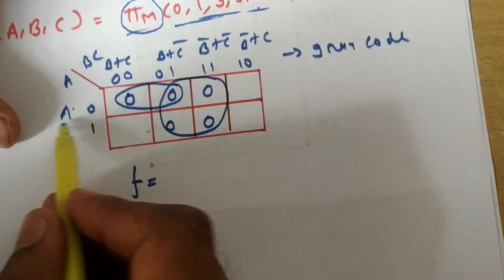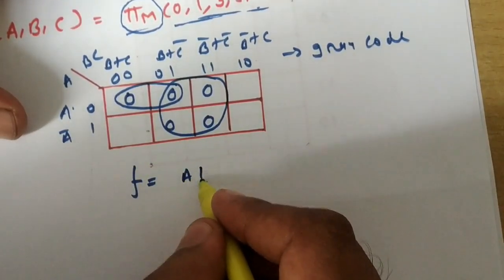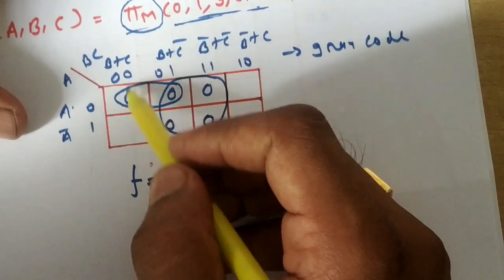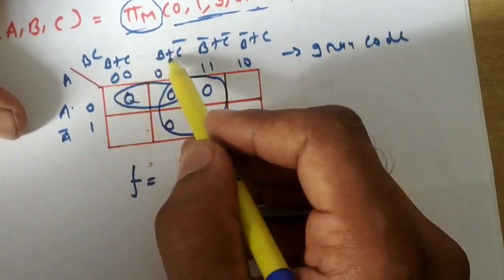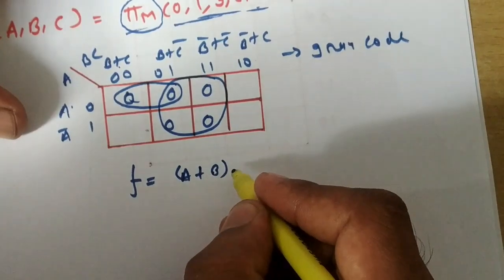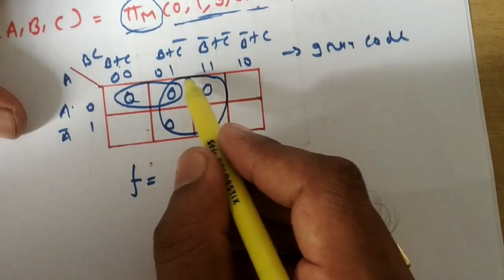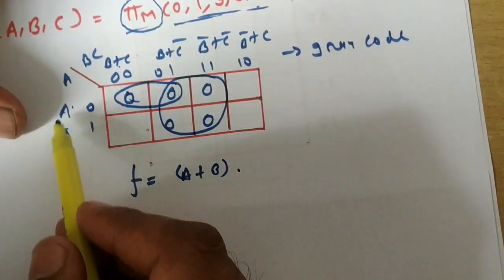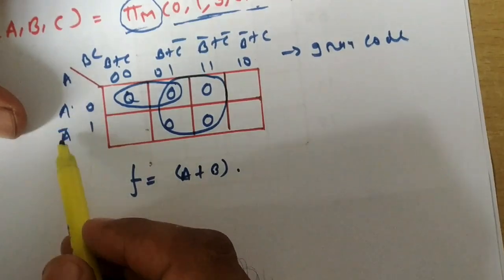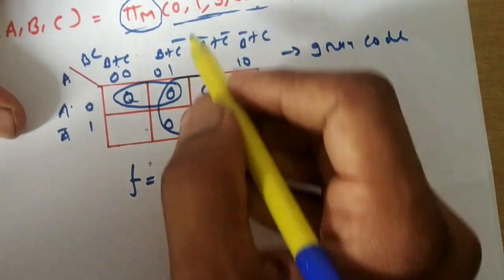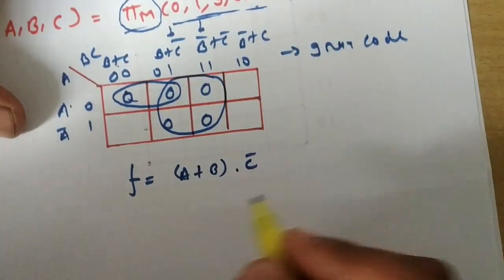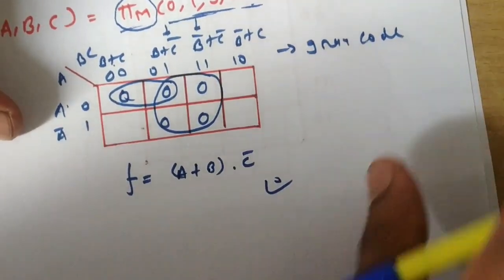So this group is associated with this row, and this row contains A. Plus this group is also associated with these 2 columns, and what is common in these 2 columns? It is B. So it will be A plus B, this will be the first term, multiplied by the total 4 zeros. They are associated with these 2 rows, but nothing is common there, and they are associated with these 2 columns also, and from those 2 columns what is common? It is C bar. So A plus B into C bar, this will be your answer. Right. So in this way you can solve the examples of POS.